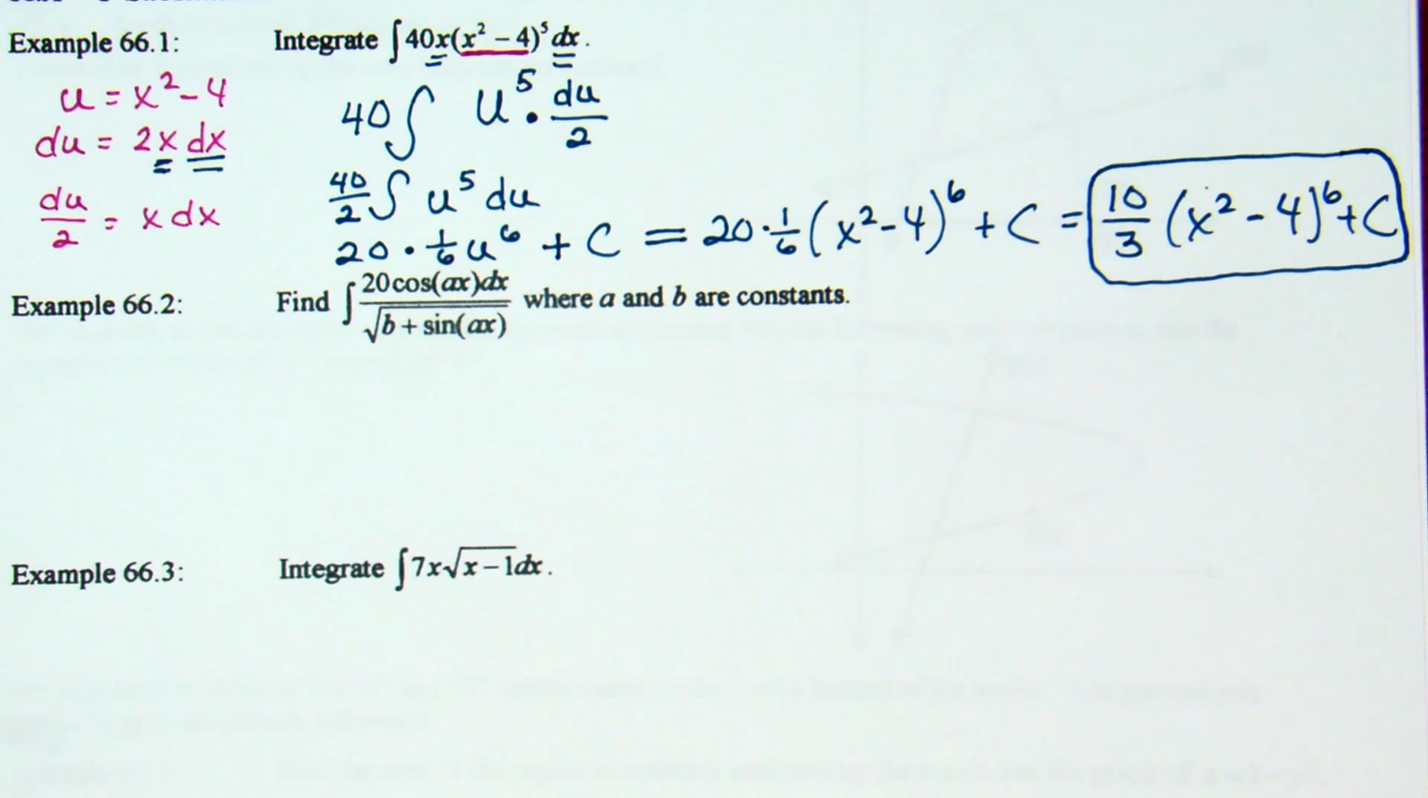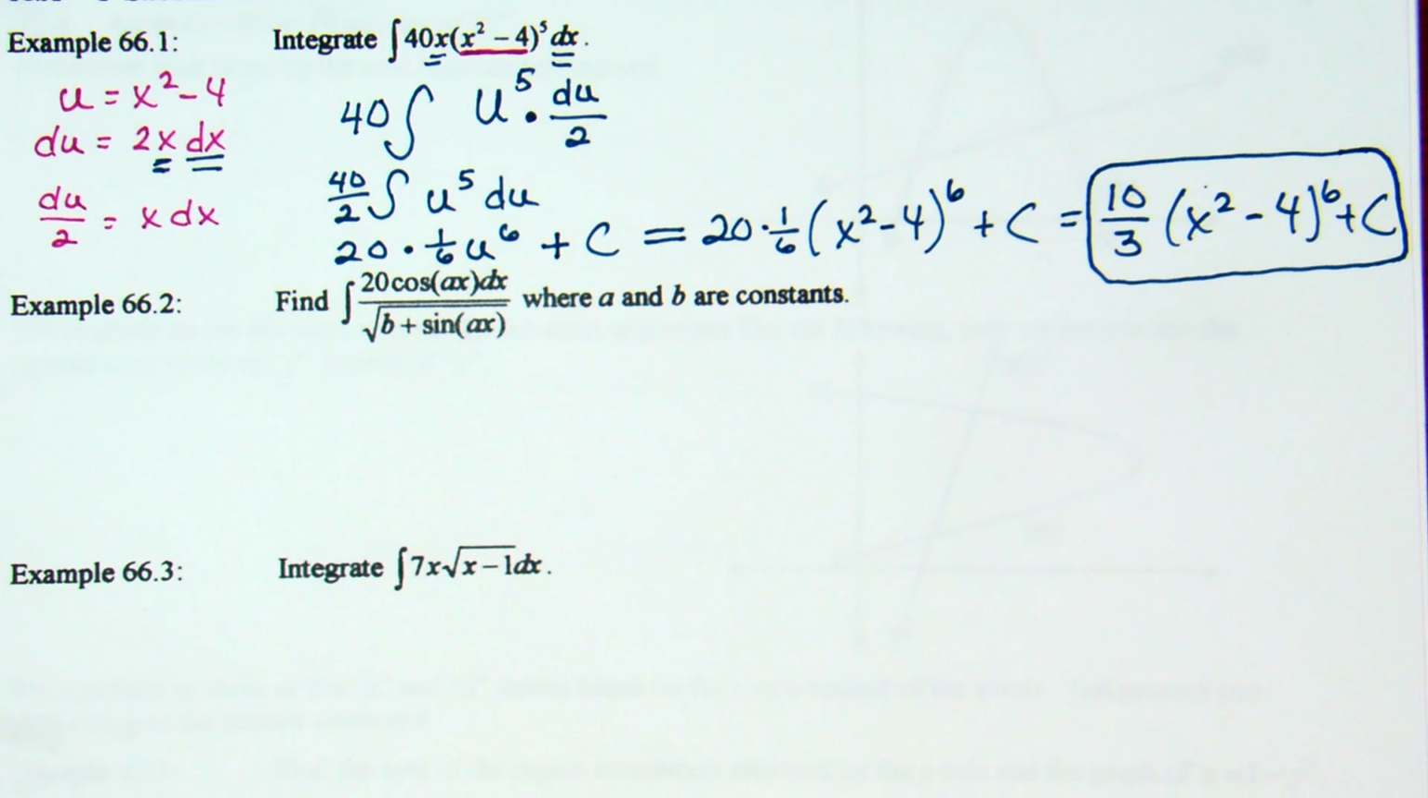Okay, the integral of 20 cosine of ax dx over the square root of b plus sine ax, where a and b are constants. So those are just numbers. They're just going to make life difficult, but guess what? You're going to see lots of things like a and b on AP. They're not going to always give you numbers.